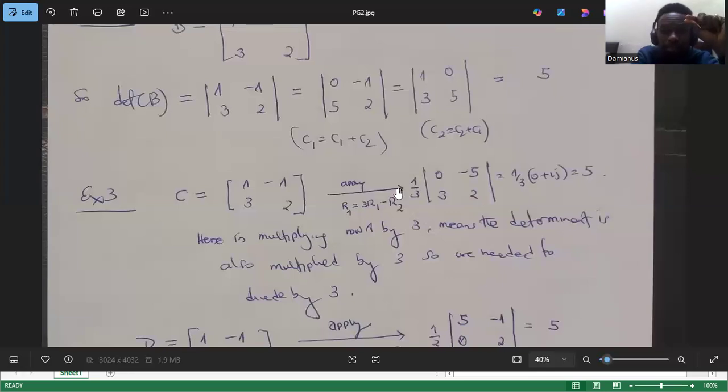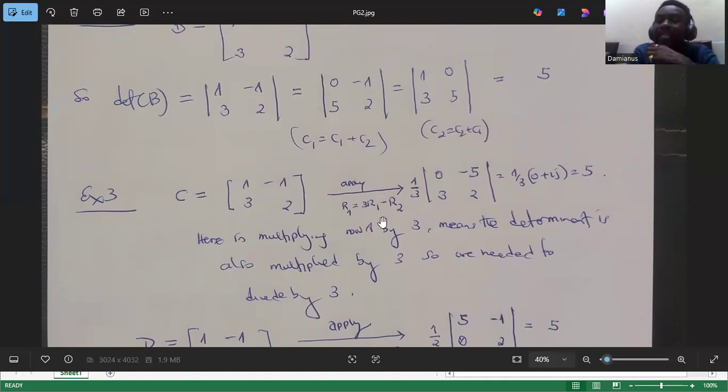Now, for the old matrix, what we'll do is multiply row 1 by 3 and subtract row 2. You can see if I multiply this by 3, I'll have 3 minus 3, which gives me 0, which is that one. And then minus 1 times 3 is minus 3. Minus 3 minus 2 is minus 5. So if you apply this row operation, this is what becomes of row 1.